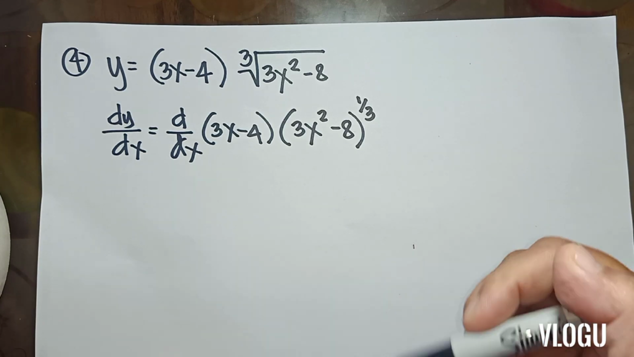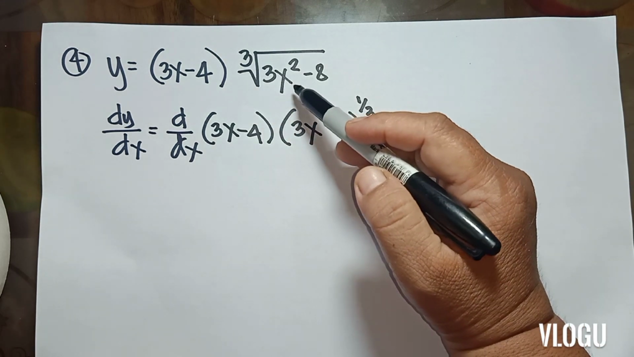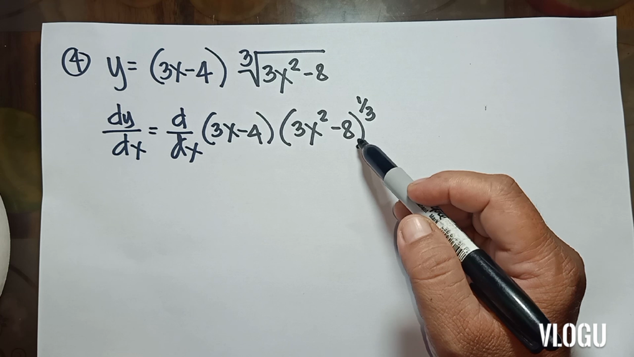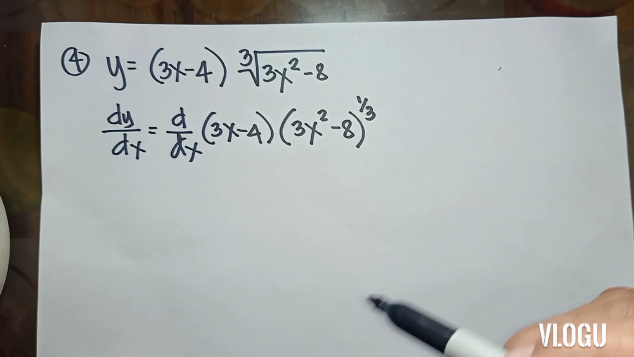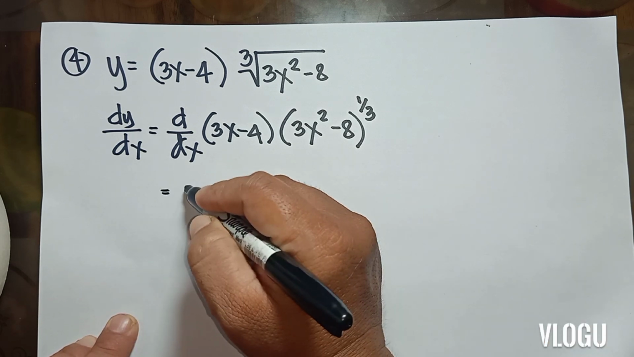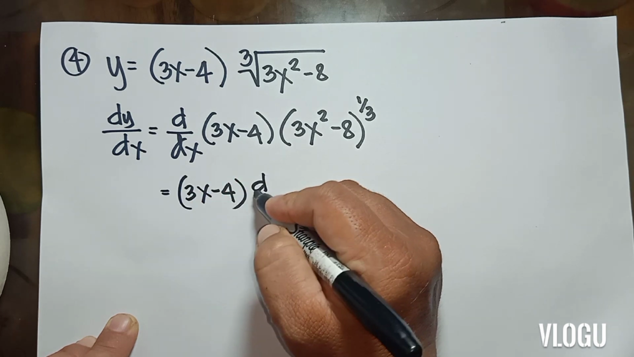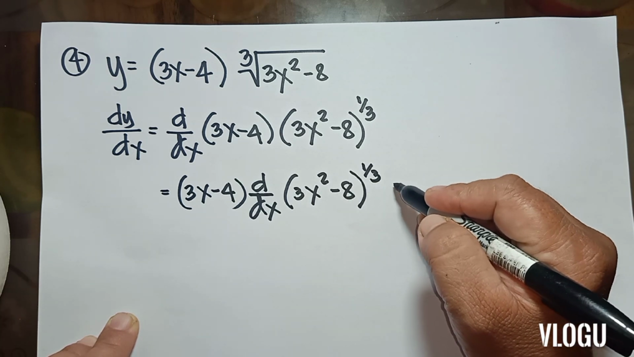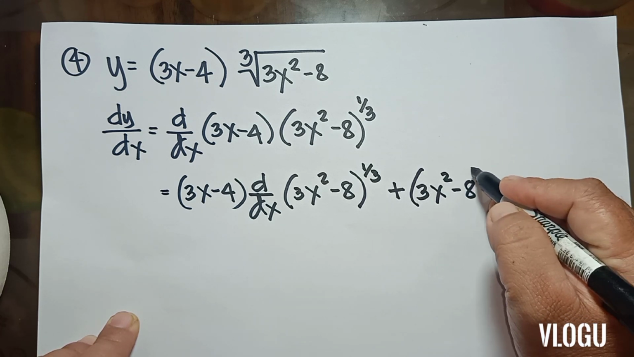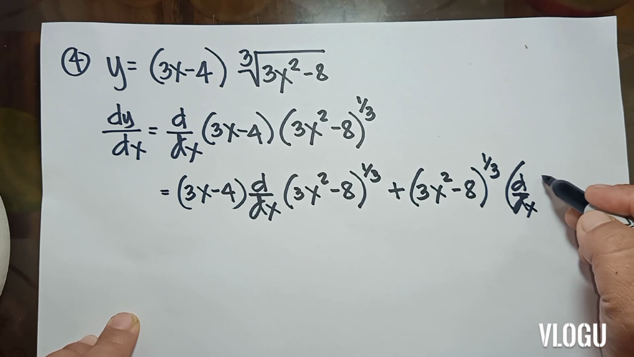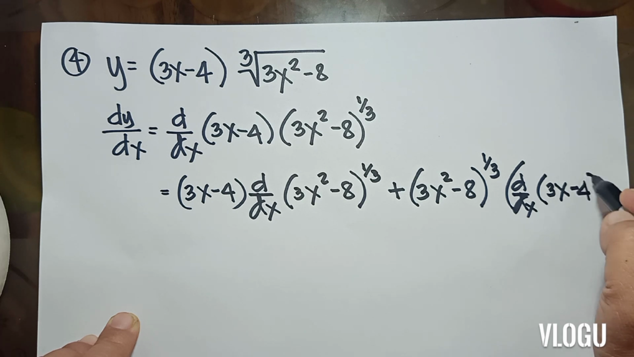Okay, the next example: y is equal to 3x minus 4 times the cube root of 3x squared minus 8. So, dy/dx, d/dx of 3x minus 4 times 3x squared minus 8 raised to 1/3, because that is the cube root. So, therefore, we will have 3x minus 4 times d/dx of 3x squared minus 8 raised to 1/3, plus 3x squared minus 8 raised to 1/3 times d/dx of 3x minus 4. So, we have that one.